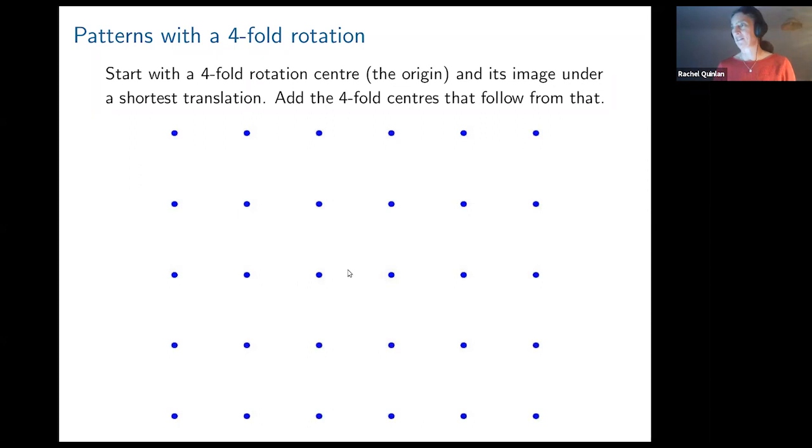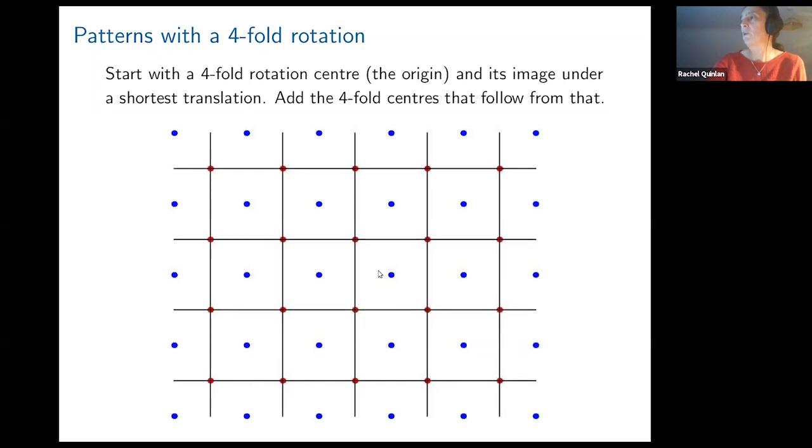So basically what you discover is if you start with a fourfold rotation center and its image under a shortest translation, then its images under all translations must form this kind of square lattice. And if you think of the four nearest points here as forming the vertices of a square, then the center points of all those squares also must be fourfold rotation centers. So they come in two types. And a primitive cell will look like one of these squares.